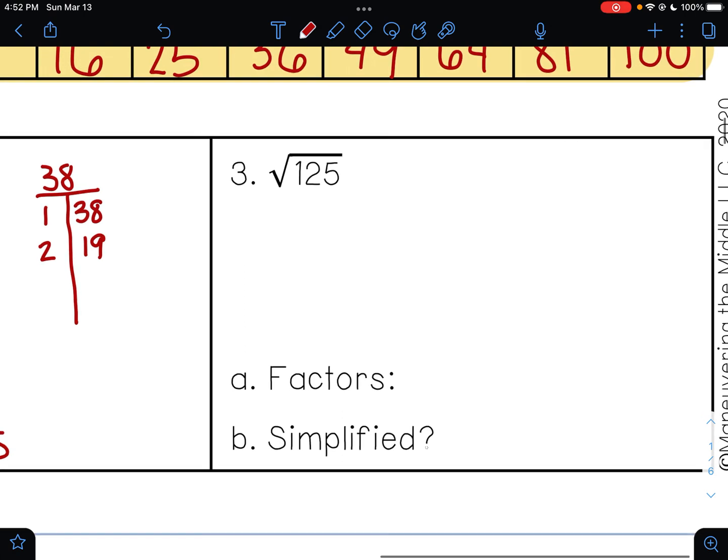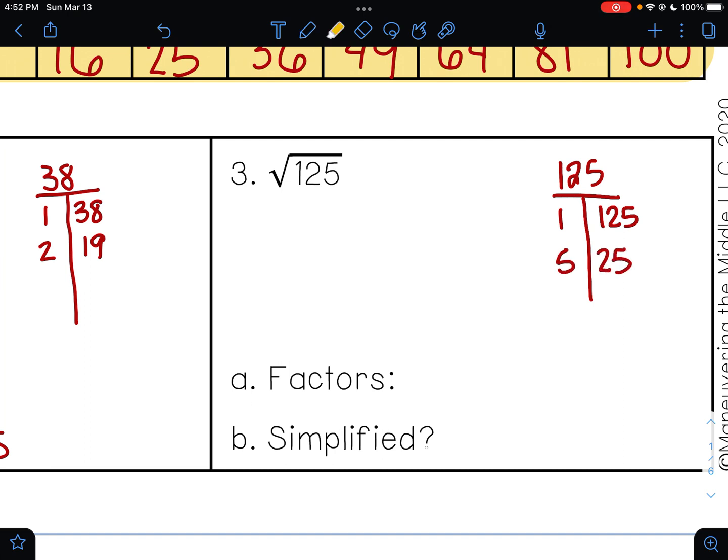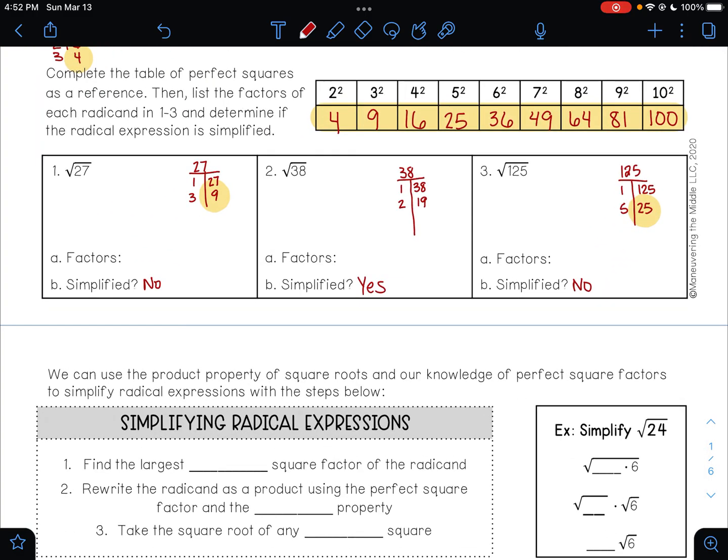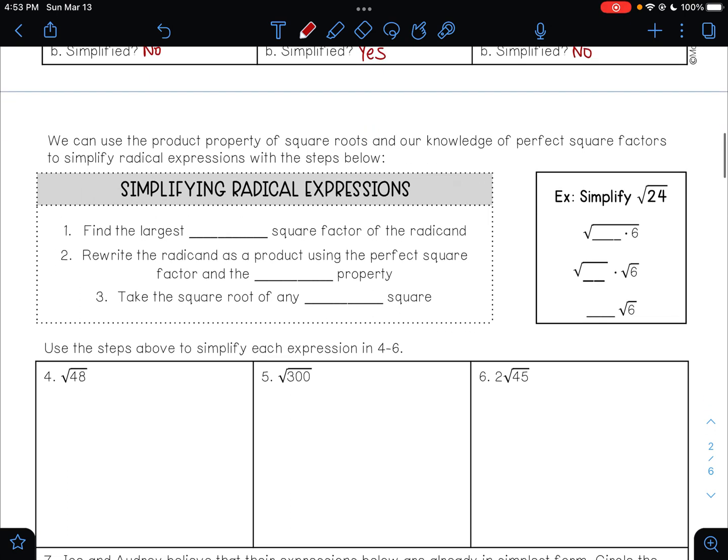Okay, looking at 125. So here we go. We have 125. I have 1 and 125, and then 5 and 25. So if I'm looking at this, yes, there's a perfect square right there, 25. So this is not simplified, which means we need to start simplifying it. Okay, so now that we've looked at that, that is the basis of this whole thing. So we need to have these perfect squares with us, and we're going to practice simplifying.